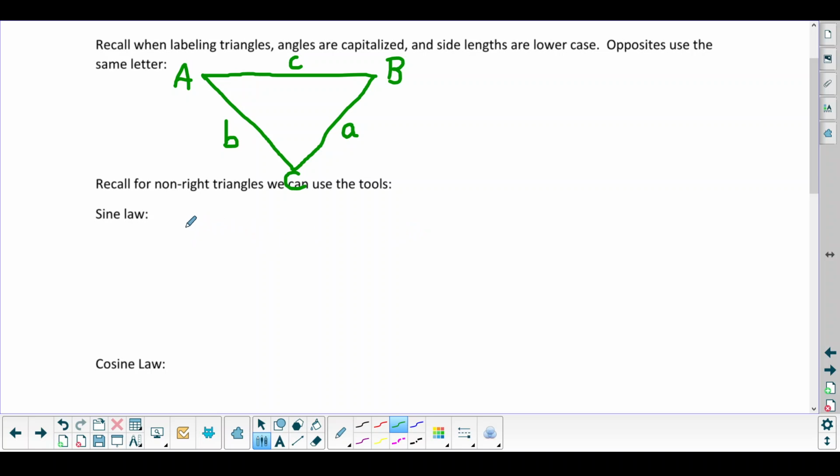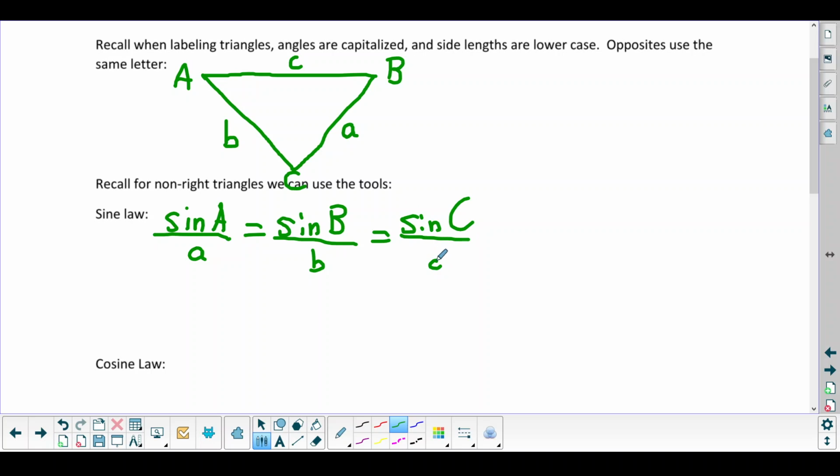So there's sine law and cosine law. The first we'll go over is sine law. There's kind of two versions of sine law. They're the same, but just rearranged a little bit. This one here, we do sine angle A over side length a equals sine angle B over side length b is equal to sine angle C over side length c. This one's really good for finding angles because all the angles are on the tops of the fractions and it makes it easier to rearrange.